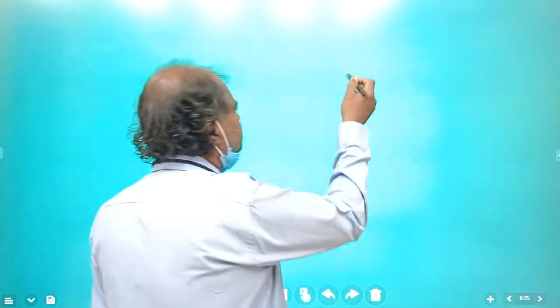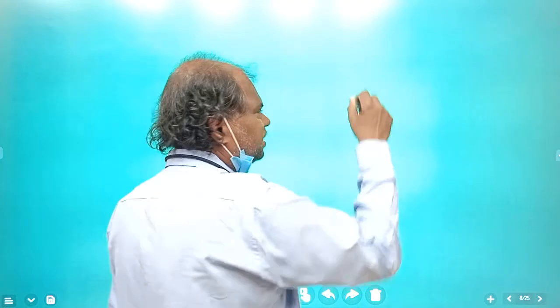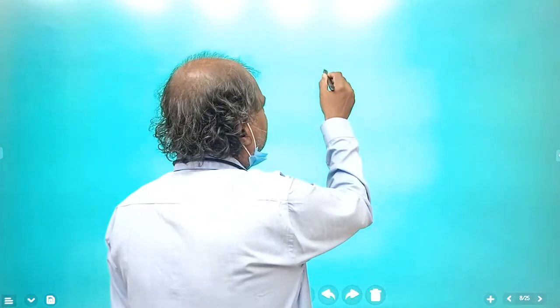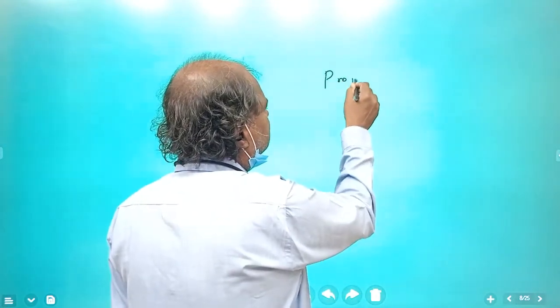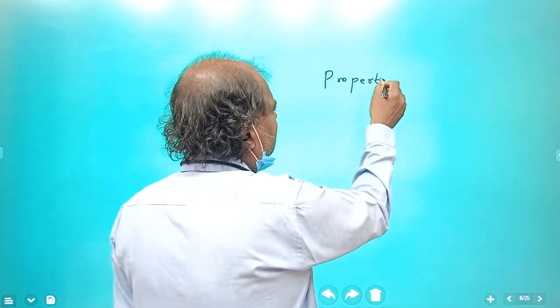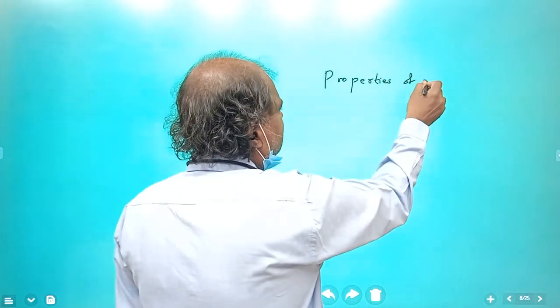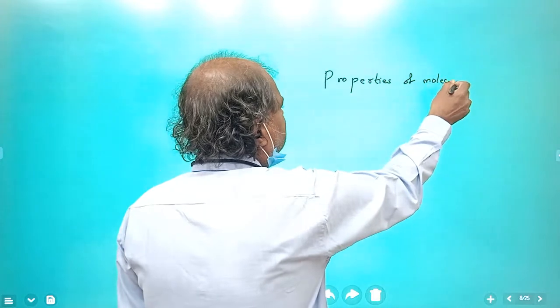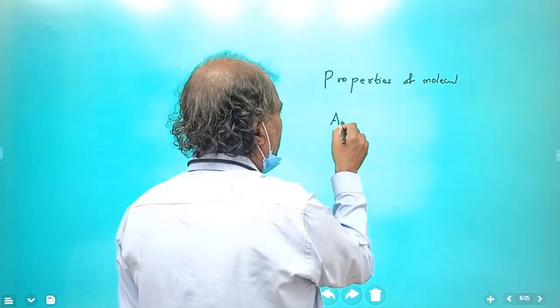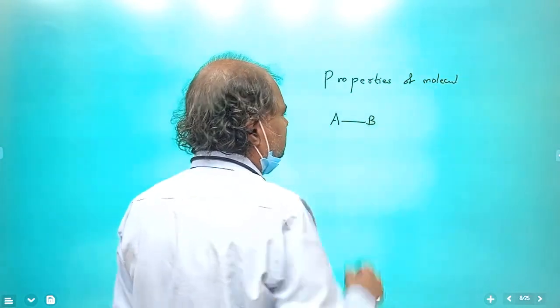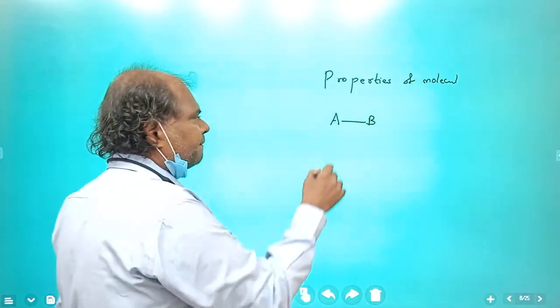So today, students, although you have done this in NCERT, we'll study some properties of molecules. What do I mean by properties? A molecule will have bond length, like for example this AB bond.